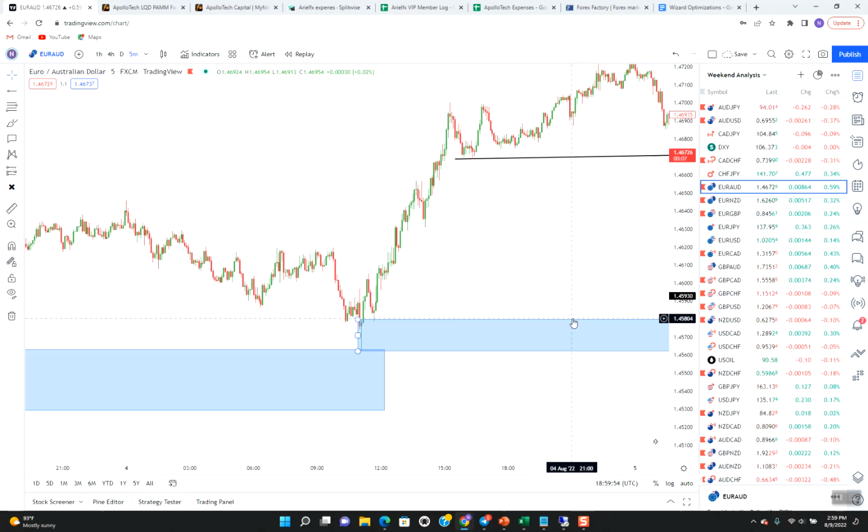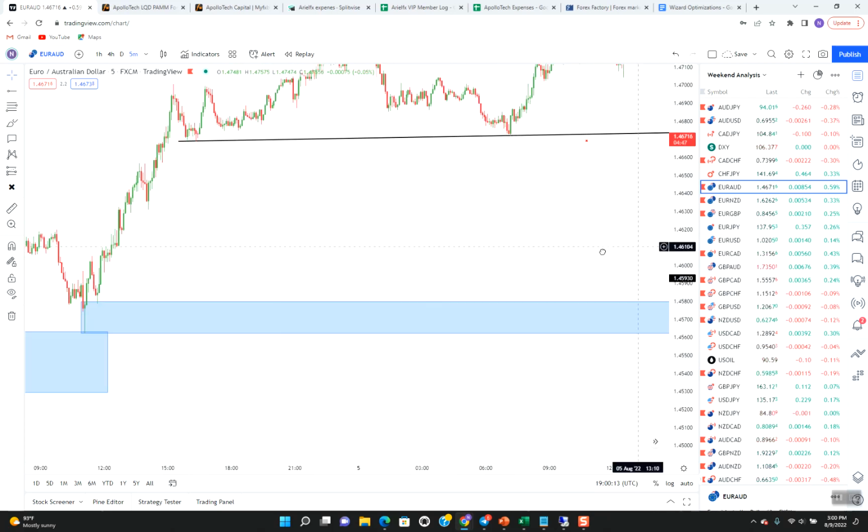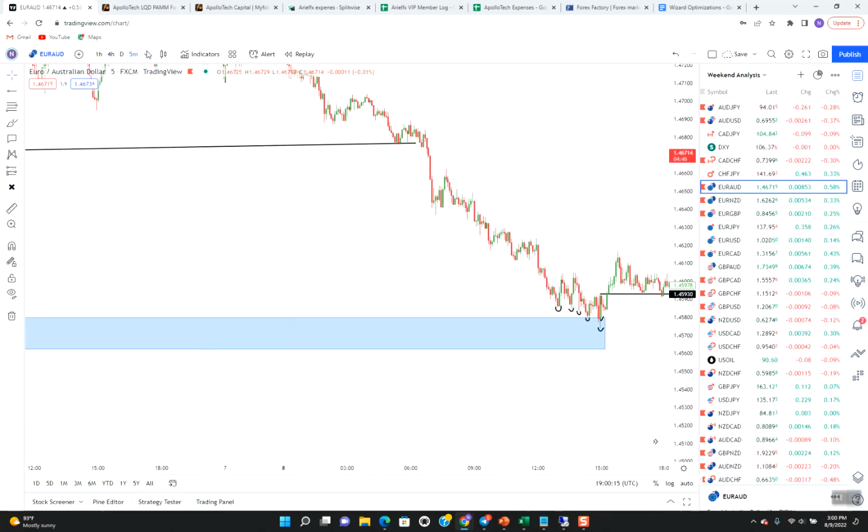We need to look for psychological levels. So in this case, 1.45800. That's exactly where that blue box starts. So that psychological round figure, that's not always a requirement, but it's a really good confluence if you have psych levels surrounding your areas of interest. All right, so now that we have that, we're starting to react from it.